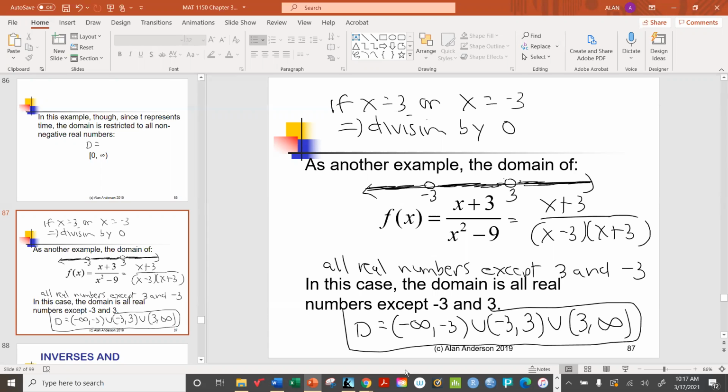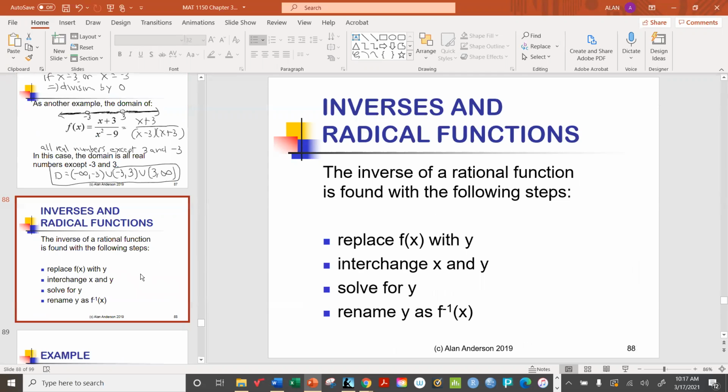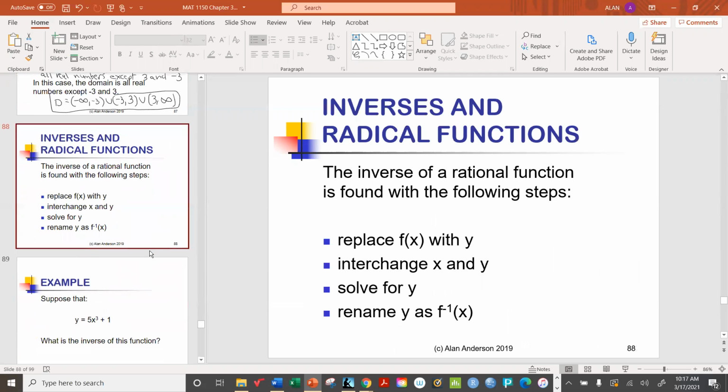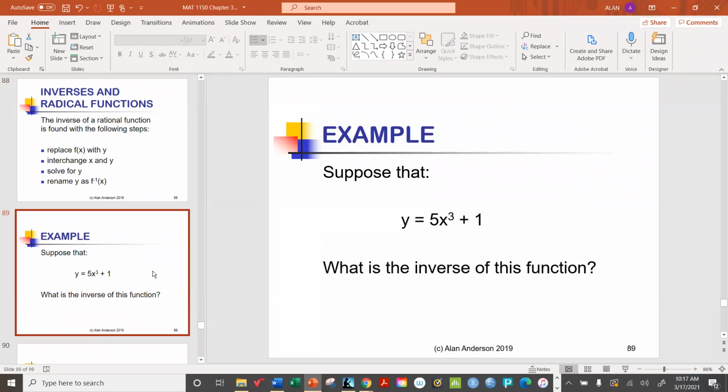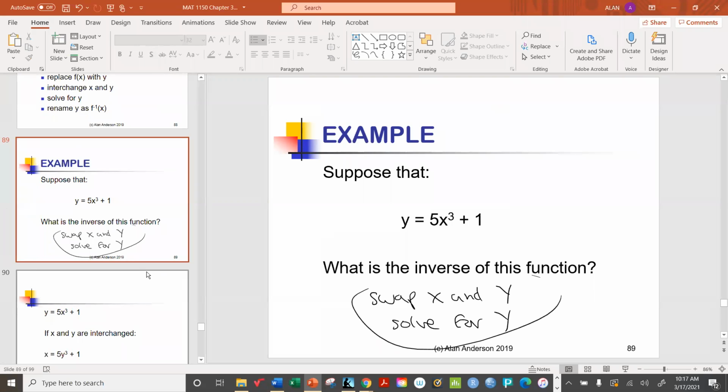All right, and so finally, the last topic in this chapter is something we've seen before: inverses and radicals. So we're basically going to do this again. The quickest and easiest way to do this is to write it out like this. And now what we're effectively doing is simply swapping x and y and then solving for y. That's really, in a nutshell, what you're doing in these cases.